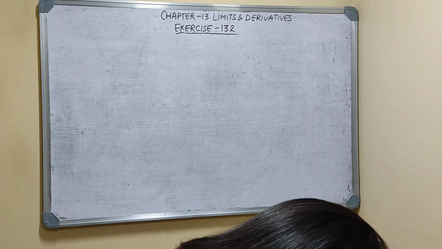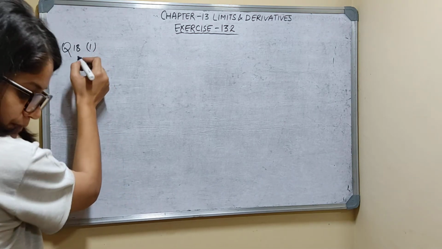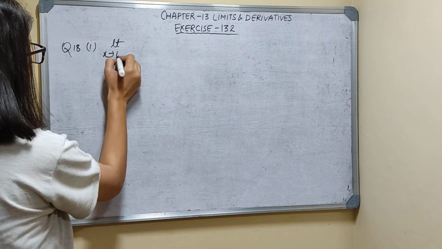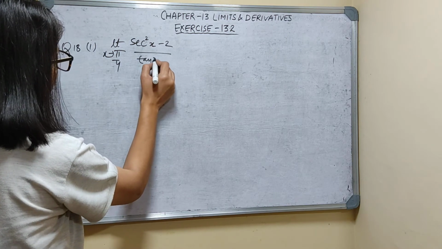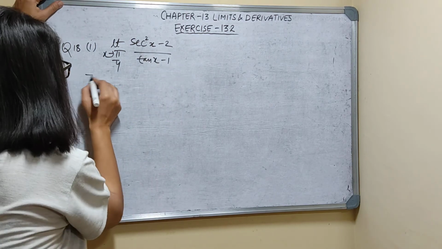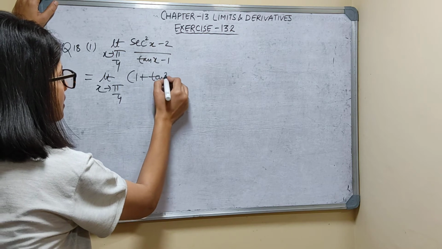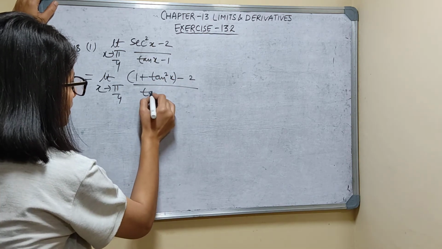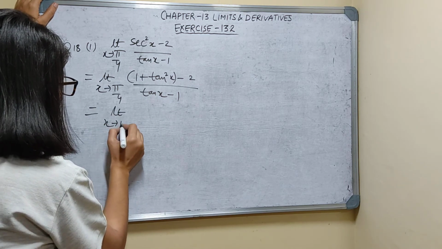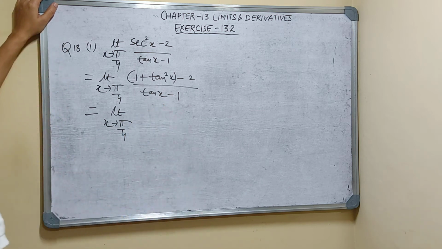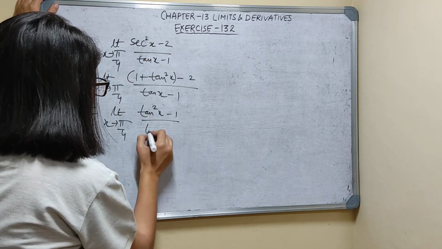Question number 18, first part. The limit as x tends to pi by 4 of (sec square x minus 2) upon (tan x minus 1). So how will you write? I know one formula: sec square x I am writing as 1 plus tan square x. So 1 plus tan square x minus 2 is what? Tan square x minus 1, upon tan x minus 1.